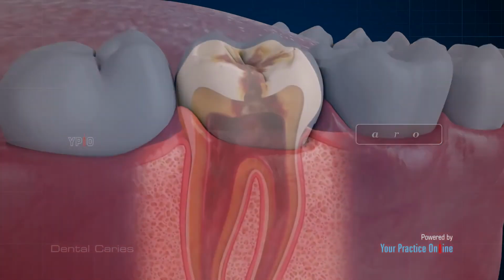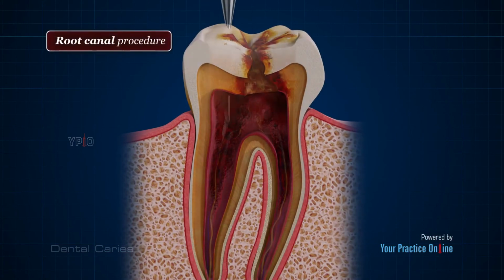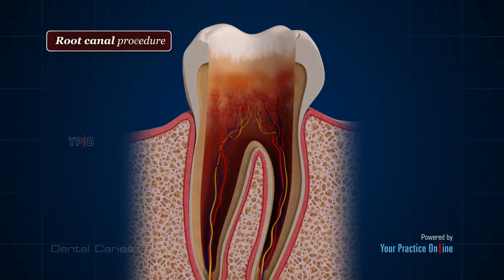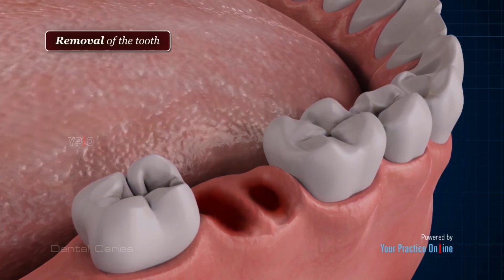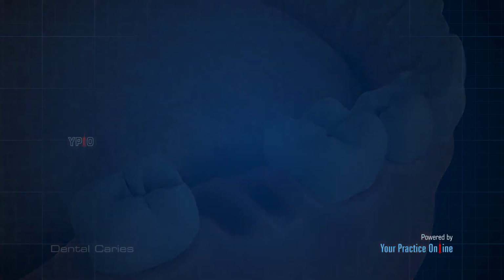If caries has spread to the dental pulp, a root canal procedure is indicated. Removal of the tooth is sometimes necessary for cases of severe caries.